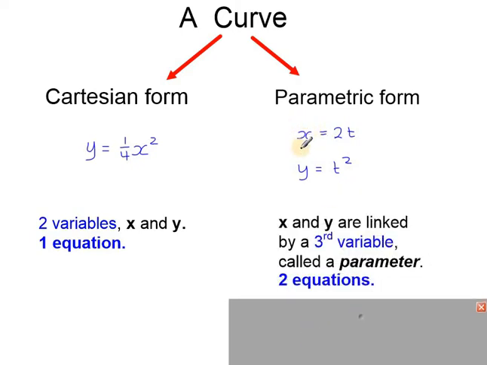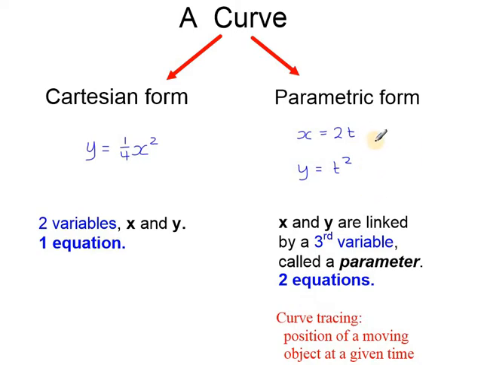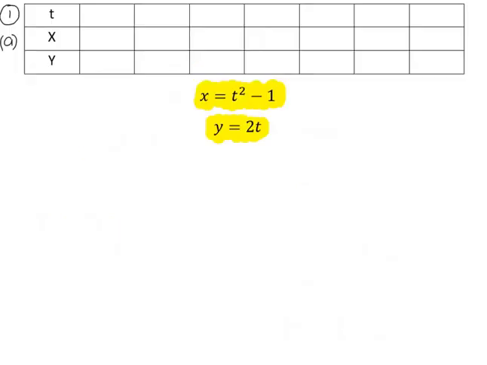So we have a separate equation to work out x coordinates and a separate equation to work out y coordinates, but they are both given in terms of t. This is a useful format when we are curve tracing and we're looking at the position of a particle at a given time. Here is a basic example demonstrating parametric equations.